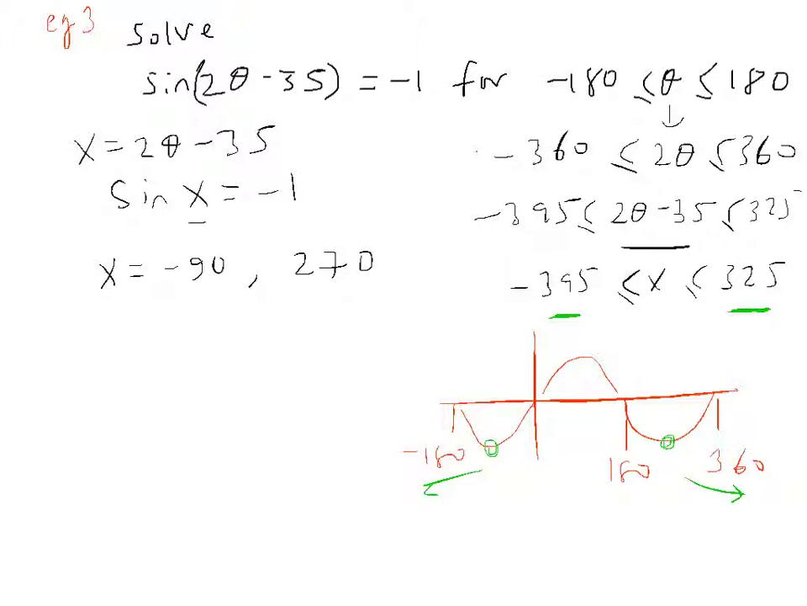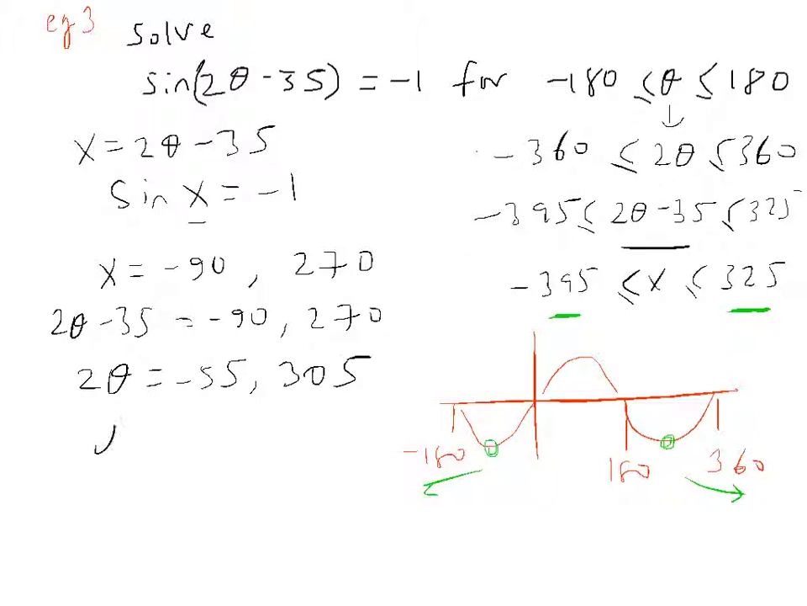Now we know what x is. So we've got 2 theta minus 35, and I can write 2 theta minus 35 equals minus 90 or 270. What we now want is to rearrange for theta. So I'm just going to add 35 to both of my values. So 2 theta equals minus 55 or 305. And now we just need to divide by 2 to get our values of theta. So we should get minus 27.5 or 152.5. So we've got two values of theta.